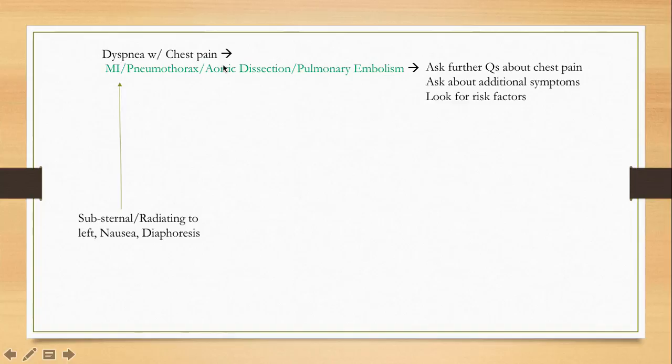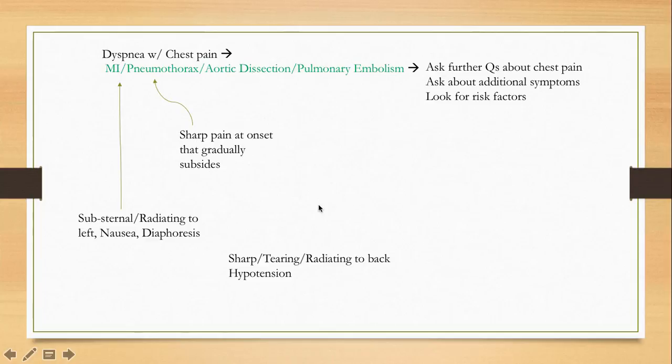If it's substernal or radiating to the left, and nausea and diaphoresis are accompanying the chest pain, then MI in the presence of risk factors. If the patient has a sharp chest pain that was very severe at the onset and then got better, then it's probably pneumothorax. If the patient had very sharp, tearing chest pain radiating to the back and has a very acute, hyperacute condition with some accompanying hypertension or hemodynamic instability, then it's probably aortic dissection.